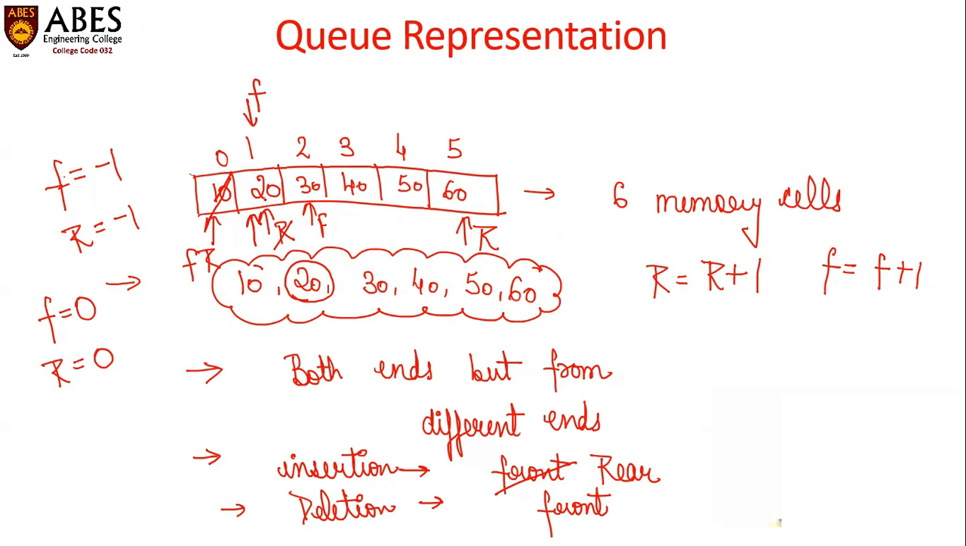Similarly, if we want to do another deletion operation, then 20 will be deleted from the queue and front will point here. After deleting 30, front will point here. After deleting 40, front will point here. After deleting 50, front will point here. So after performing all these operations, now front is pointing to the 5th position. Similarly, rear is also pointing to the 5th position.